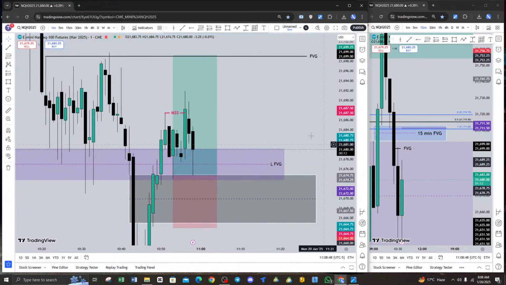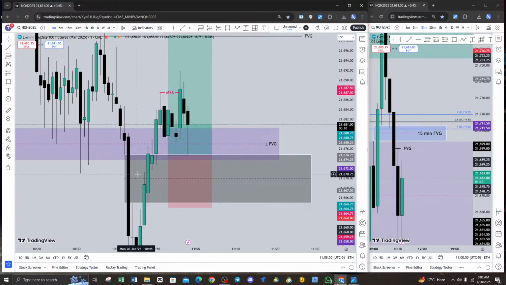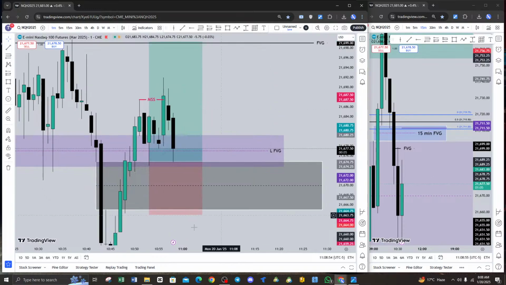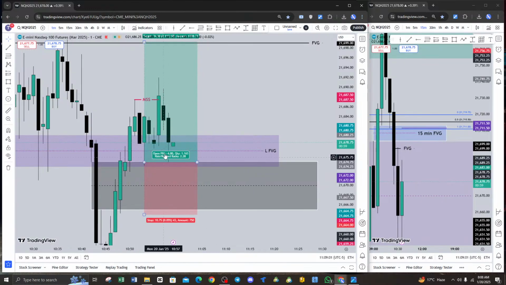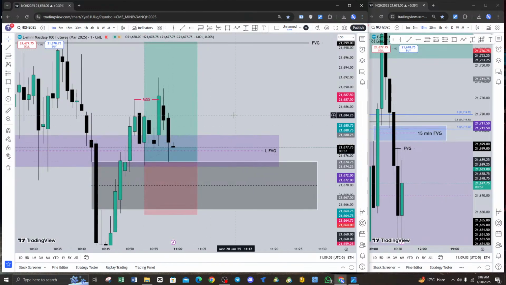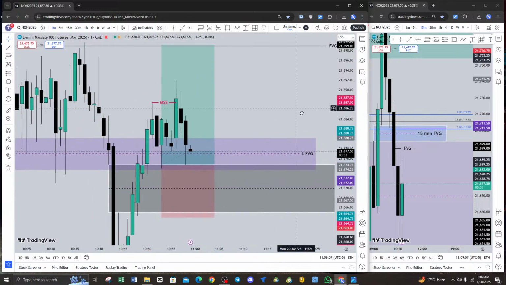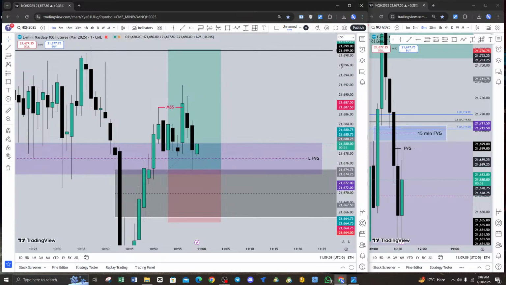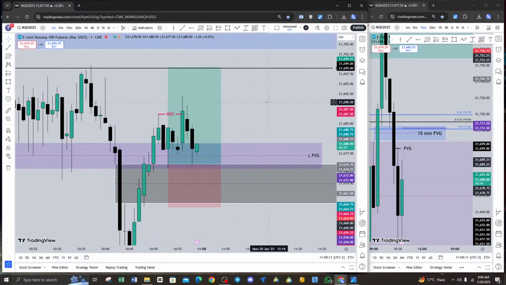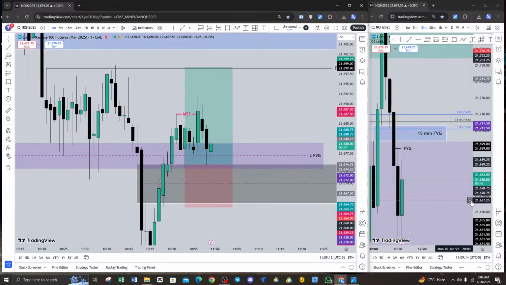See how beautifully this gap is holding. Okay, this is a perfect inversion fair value gap. This black gap, this gap, and this is the last fair value gap. As we can see, the market is reacting to this last fair value gap, respecting the last fair value gap. I hope the market will go until here, and I am getting the confirmation.